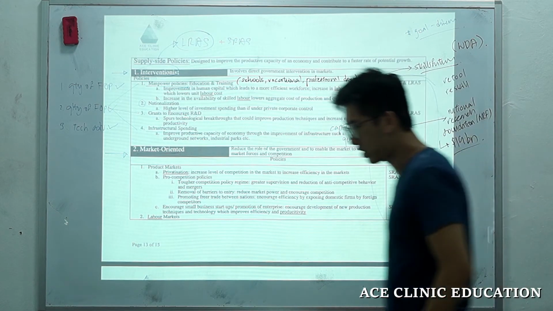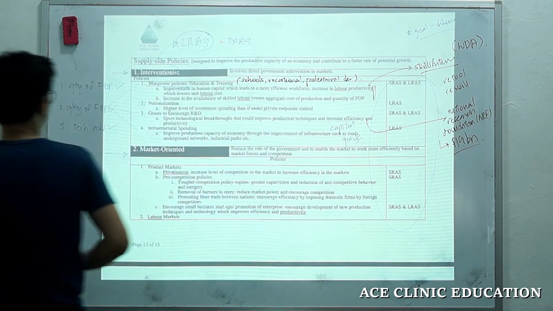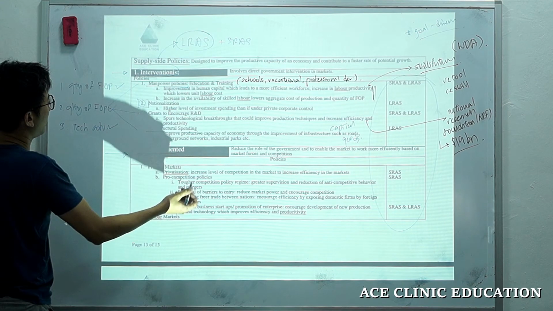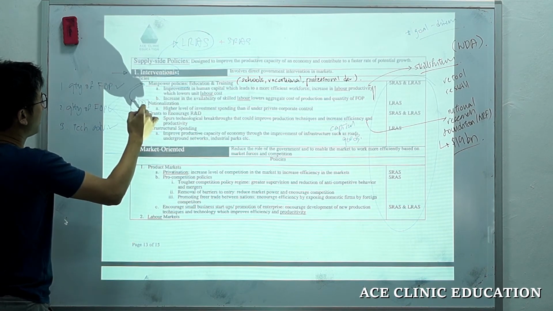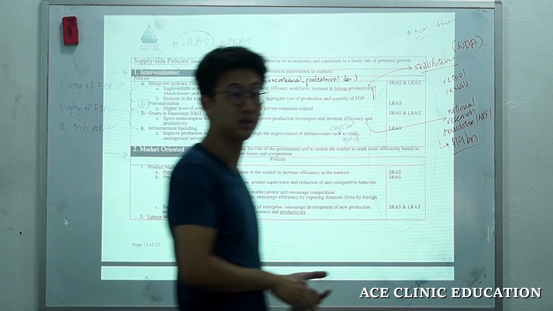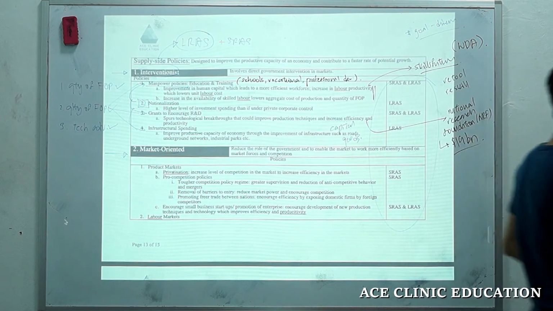Lastly, nationalization. The easy way to remember nationalization is that instead of the government intervening to do these three things, they can simply nationalize and do any of these three things or all of the three things directly themselves. Make sense?